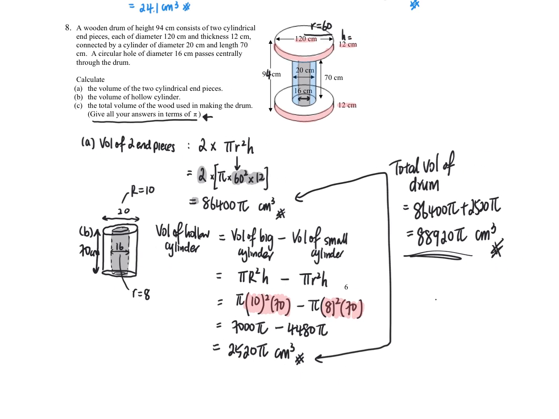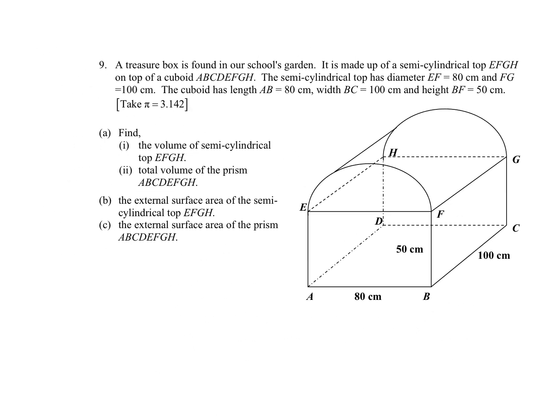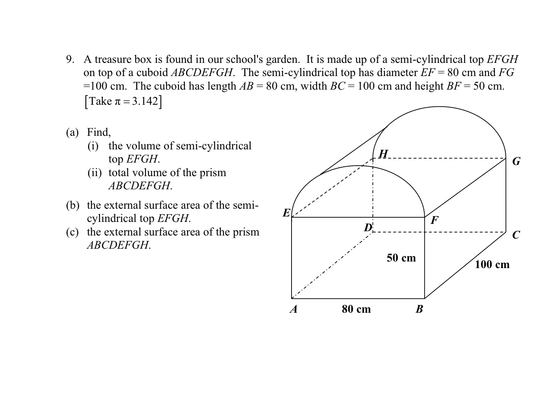Okay, next one. Our question you can see. So AC. This one. So I have a treasure box and it's made up of a semi-cylindrical top, semicircle basically. So actually it's the whole cylinder chopped into half, if you can visualize it, on top of a cuboid. So I'm going to shade it so that you can see clearly. The bottom part here is a cuboid that you have learned in primary school. This bottom part, cuboid.